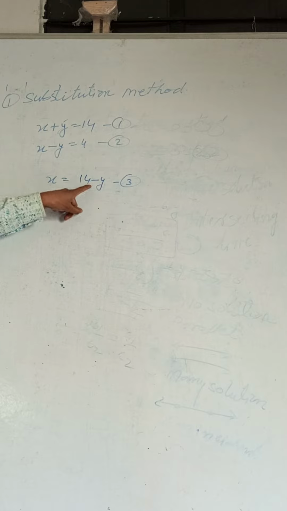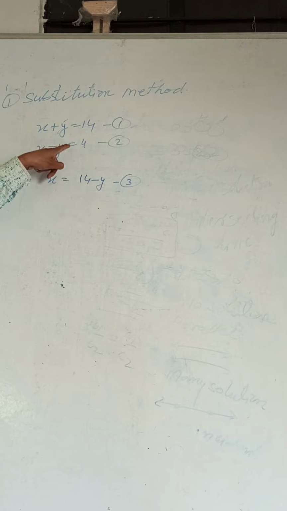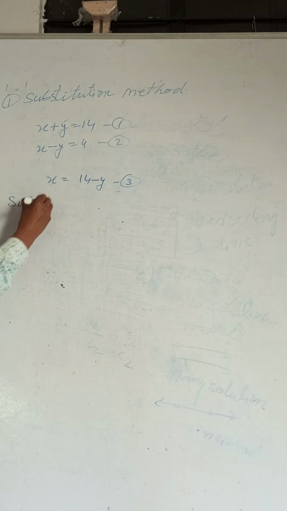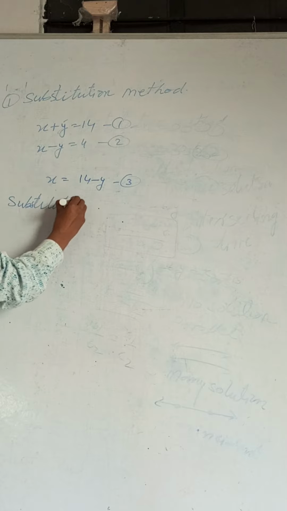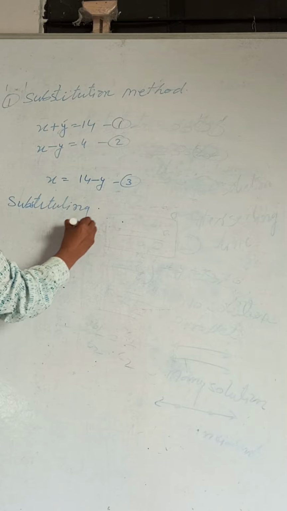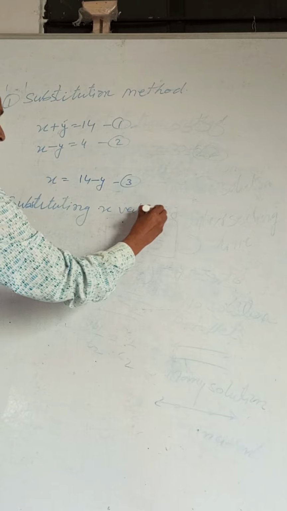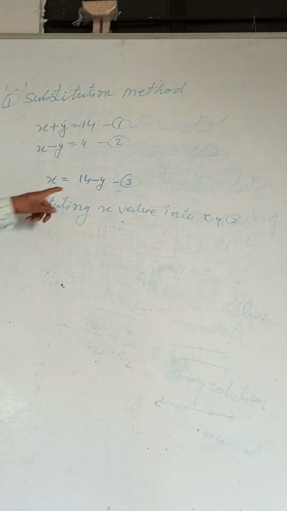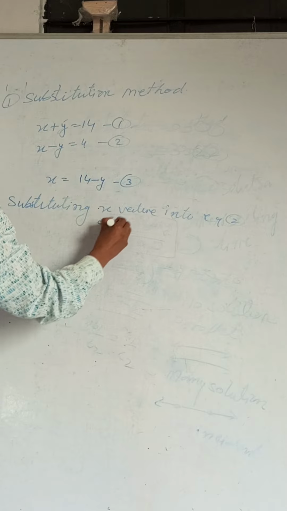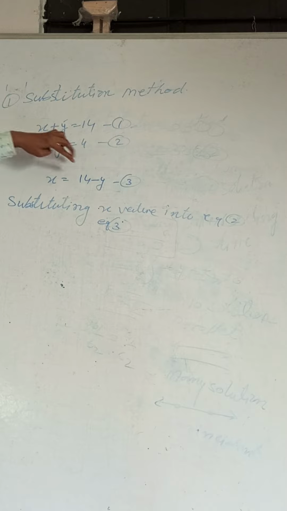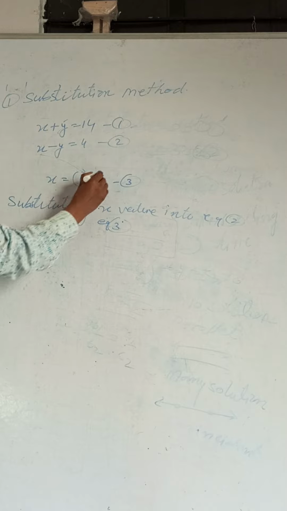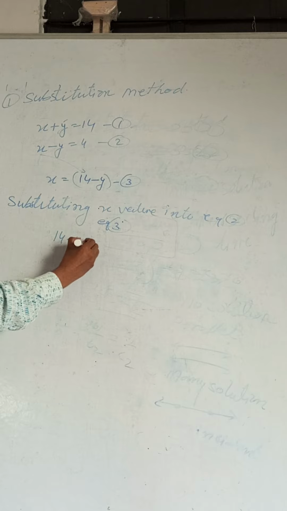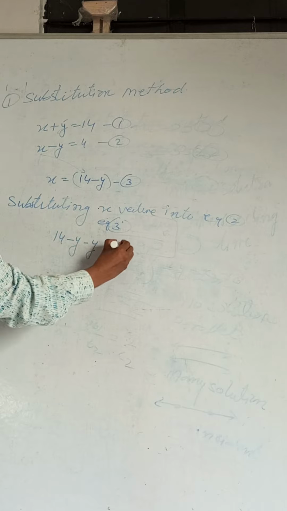Now this value of x, we can substitute into equation number 2. Substituting the x value from equation number 3 into equation number 2, in place of x we write this value. So 14 minus y, minus y, is equal to 4.